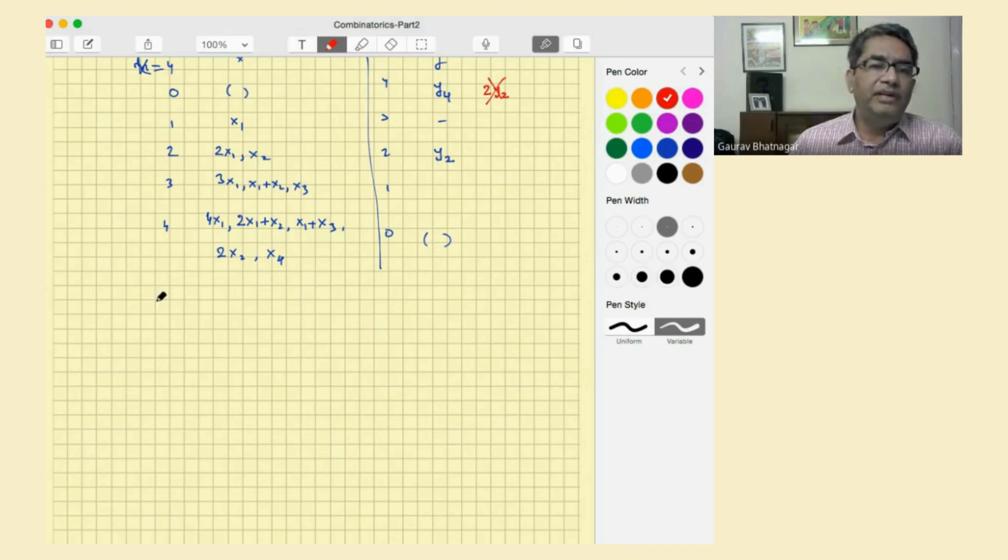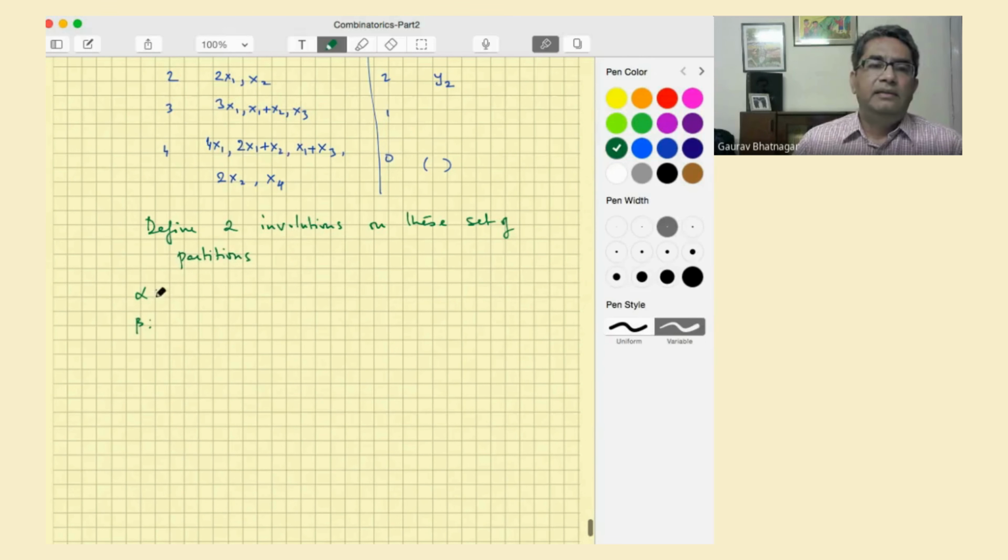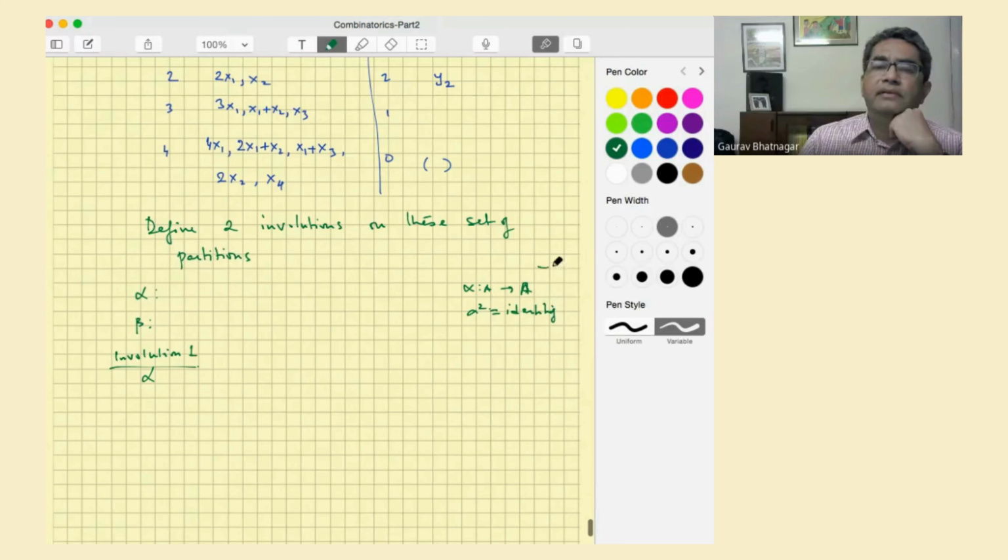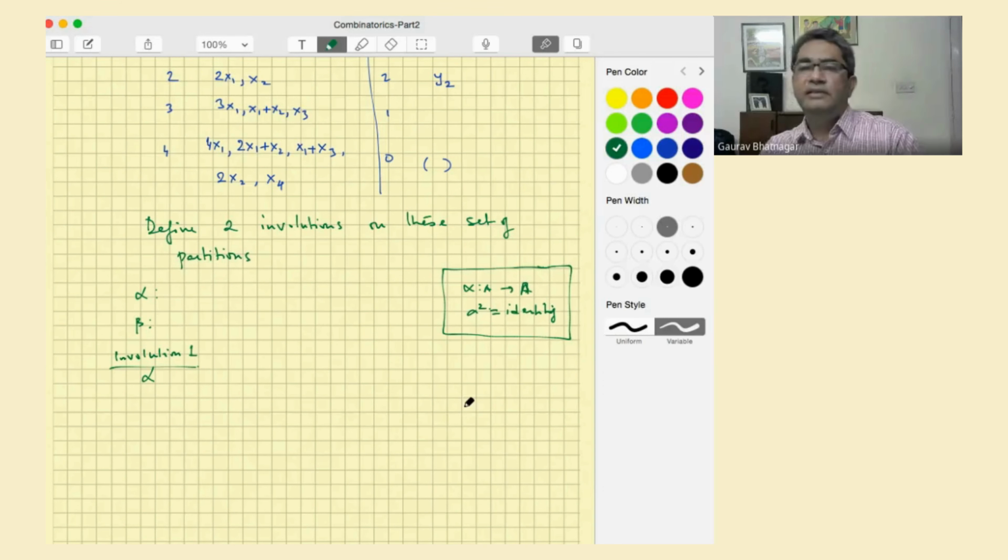Okay, so now what we do is we define two involutions on this set of partitions. So let's call them alpha and beta. So alpha, how do we define alpha? Involution 1. So what is an involution, by the way? An involution is: if you go from A to B, then from B back to A, so alpha squared is equal to identity.